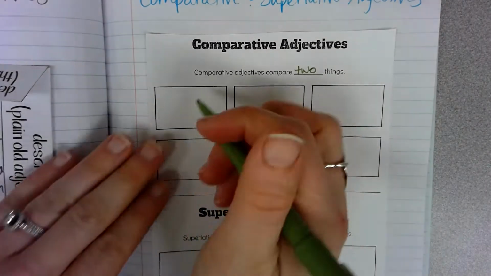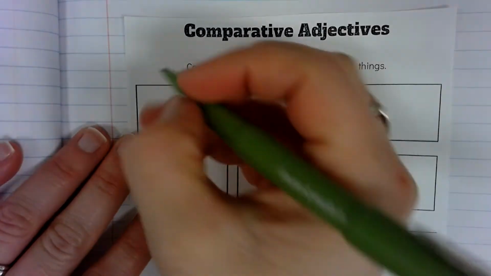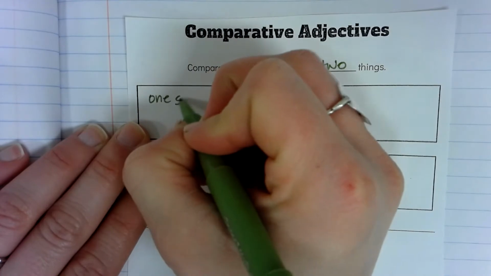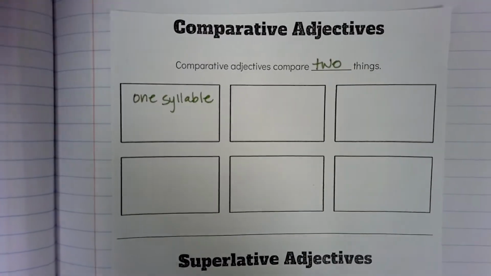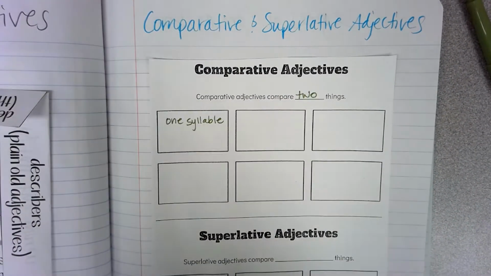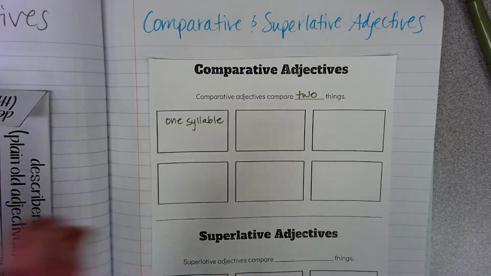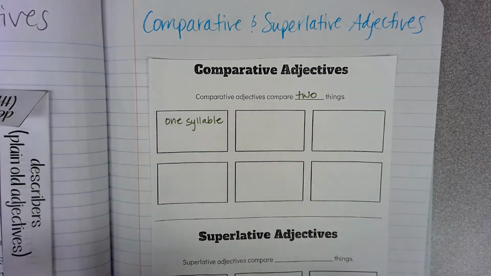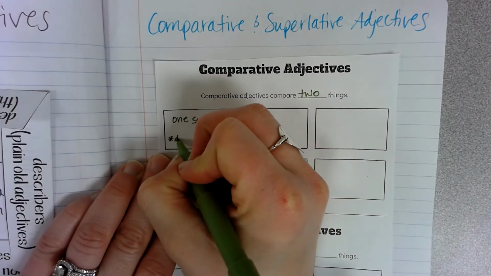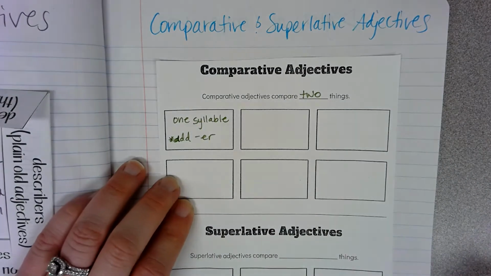So if you have an adjective that's comparing two things that has one syllable, you remember the clapping little trick that you did in elementary school to figure out how many syllables are in a word, how many times you have to clap when you say the word out loud, syllable. If it has one clap or one syllable in there, you're just going to add ER to the end of the word.